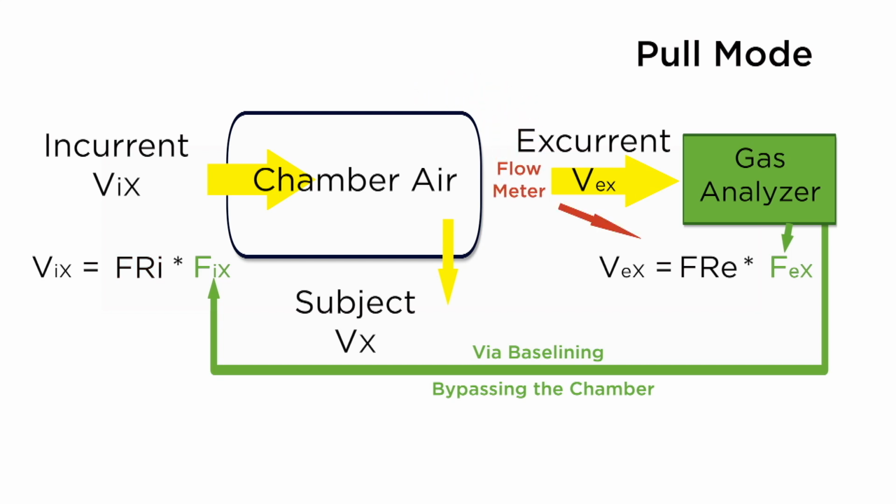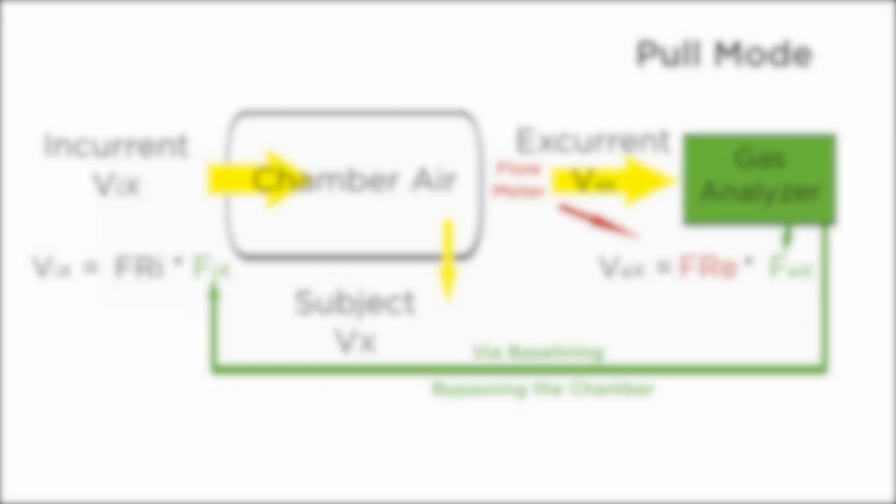Likewise, if we place a flow meter into the ex-current airstream, we can directly measure the ex-current flow rate, FRE, in a pull-mode system. Now, can we assume that in-current and ex-current flow rates are equal? This is usually not the case. For instance, if the respiratory exchange ratio is not exactly 1, more oxygen gets consumed by the subject than is replaced by carbon dioxide. As a consequence, the airflow into the chamber would need to be larger than the ex-current flow from the chamber. However, there is still an elegant escape from having to measure both flow rates.